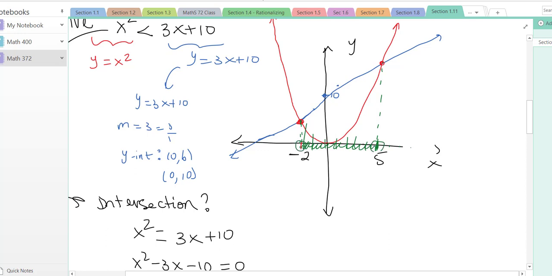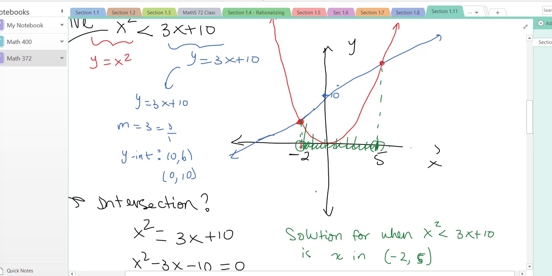So I know I'm shading here because we're looking for the x values when the y values on the parabola, the red part, are less than the y values on the line, the blue part. So the x values of my solution for when x squared is less than 3x plus 10 is x in the interval -2 to 5, not included because it's strictly less than. If it had been less than or equal to, then those would be brackets.